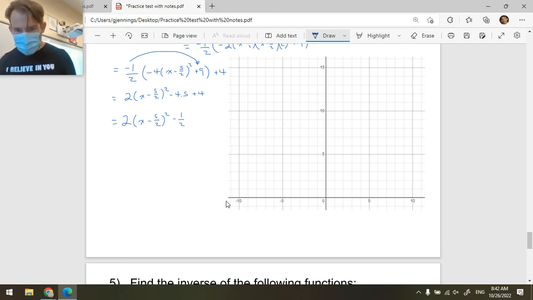I know that its vertex is at 5 halves, which is 2.5, negative a half. So its new vertex is right there. It has a stretch factor 2. I wonder what its roots are. Actually, I happen to know its roots are here and here. They're integers. Boop and boop.